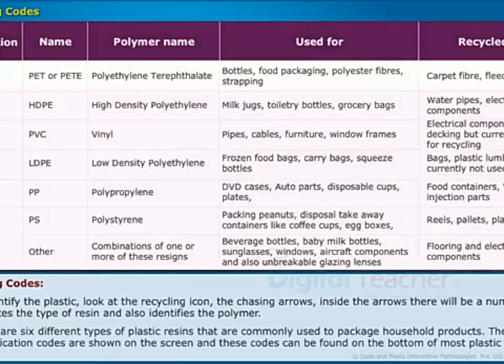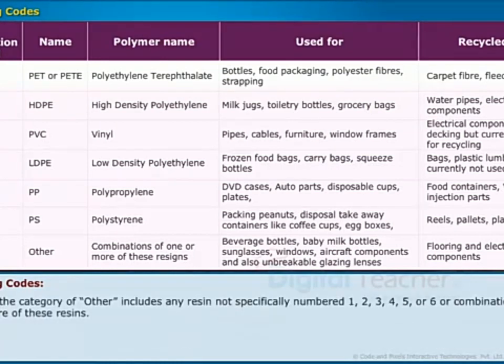There are 6 different types of plastic resins that are commonly used to package household products. The identification codes are shown on the screen, and these codes can be found on the bottom of most plastic packaging. Here, the category of other includes any resin not specifically numbered 1, 2, 3, 4, 5 or 6 or combinations of one or more of these resins.